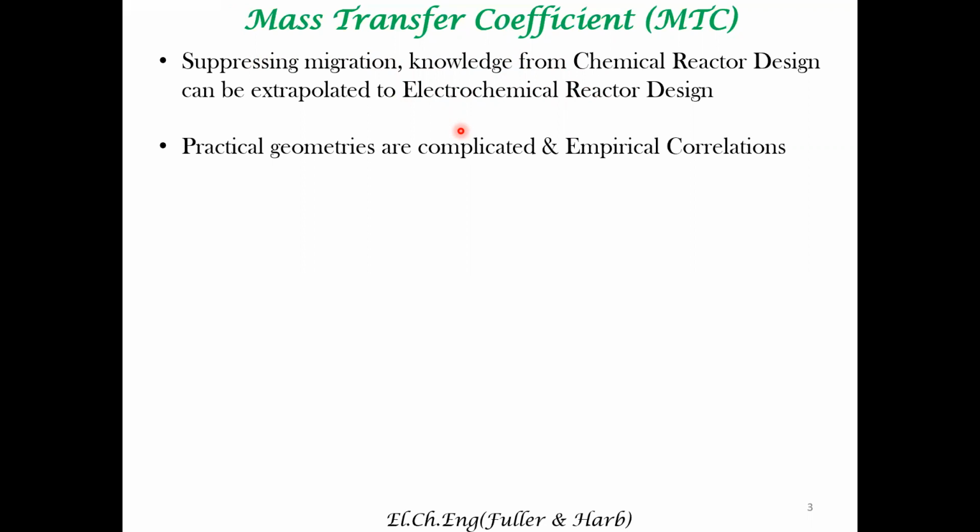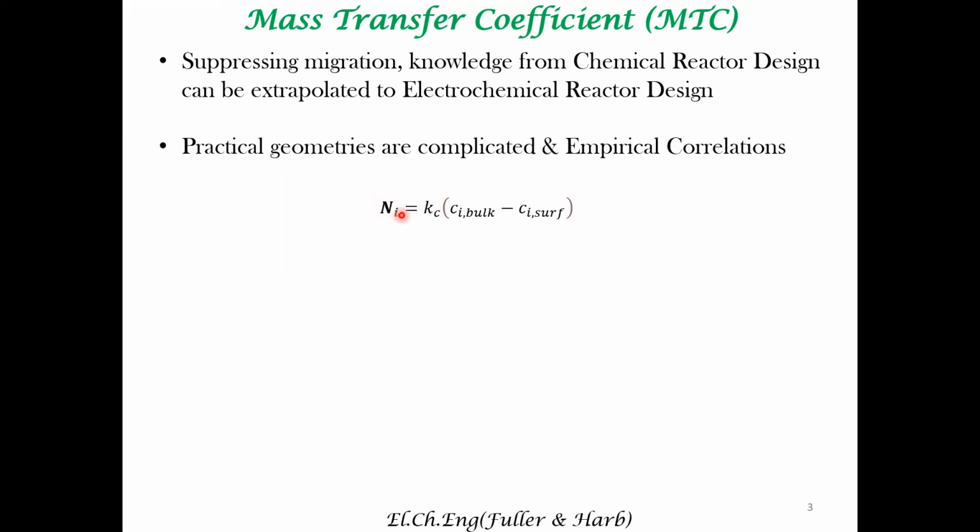In reality, reactors have fairly complicated geometries. In general, it is not possible to analyze them from first principles, even though the modern tools of computational fluid dynamics are making that possible. So often we rely on empirically generated correlations. We'll see what exactly we mean by that. The central concept here is that we'll be utilizing the so-called mass transfer coefficients.